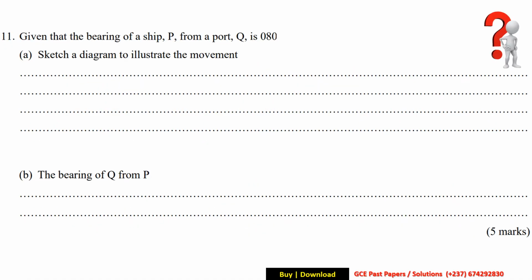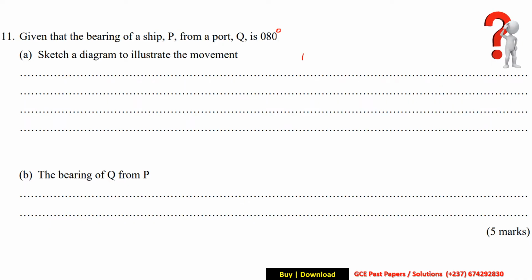Now the next question reads, given that the bearing of a ship from P from a port Q is 80 degrees. Sketch a diagram to illustrate the movement. So given that the bearing of a ship P from a port Q is 80 degrees.